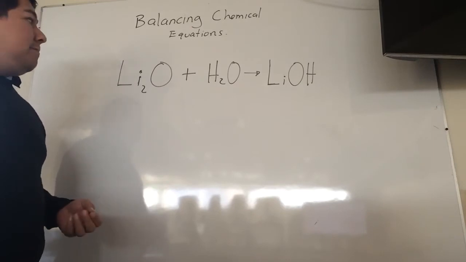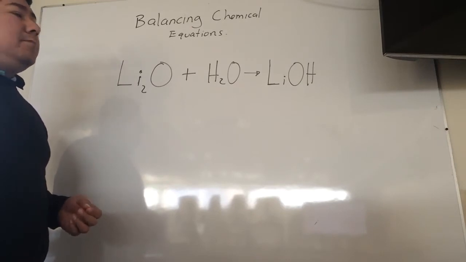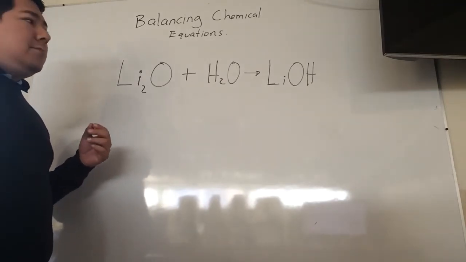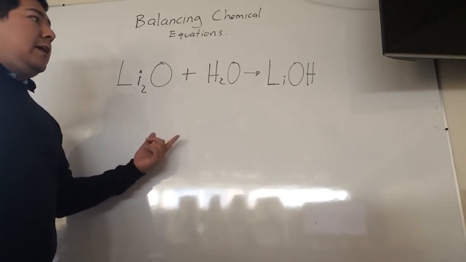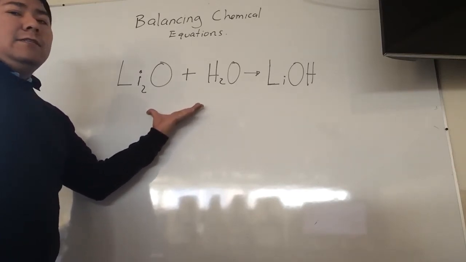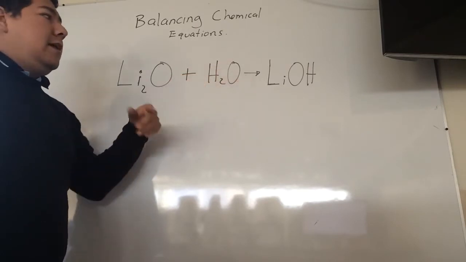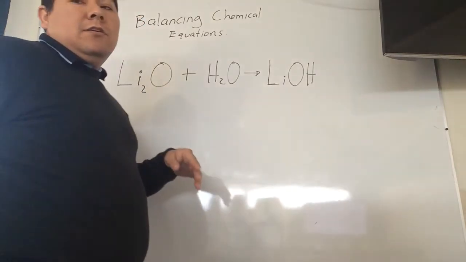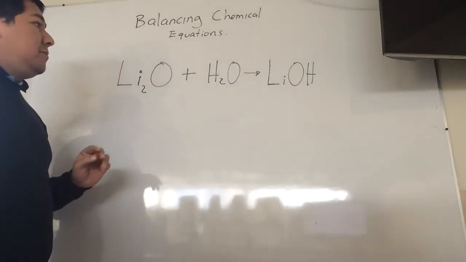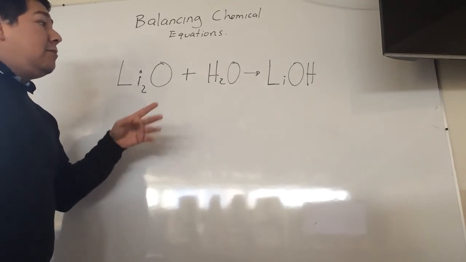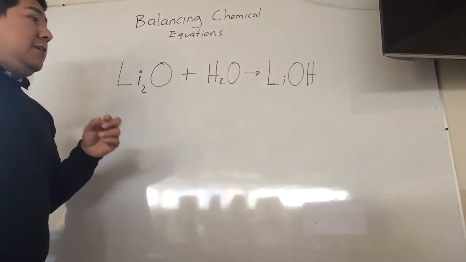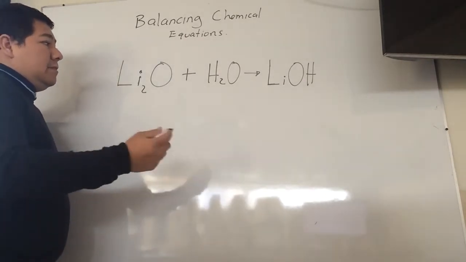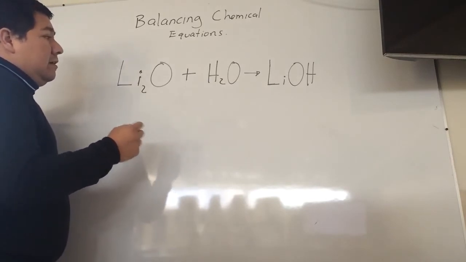What does this mean? This means that we have the same amount of atoms of each element on both sides of the reaction. Remember, we have the side of the reactants before the arrow, which points to the products, and we have the side of the products. So you have to learn how to balance this in order to have the same amount of atoms of each element on both sides.